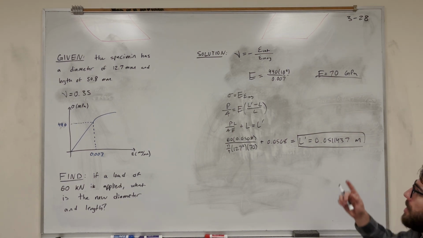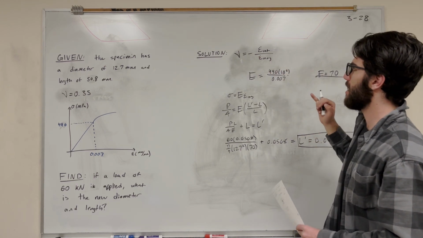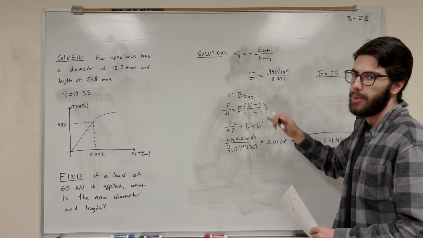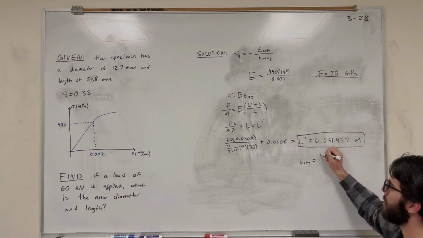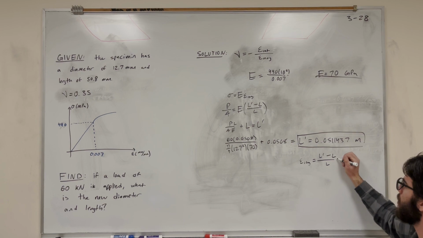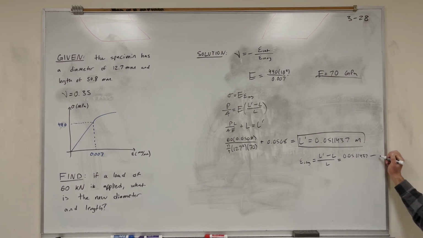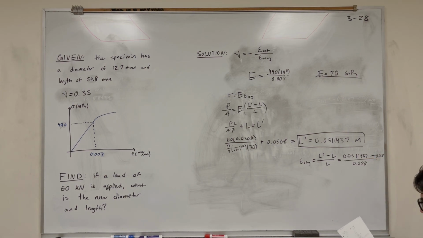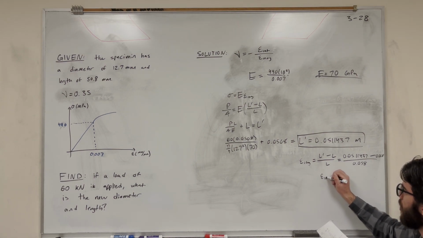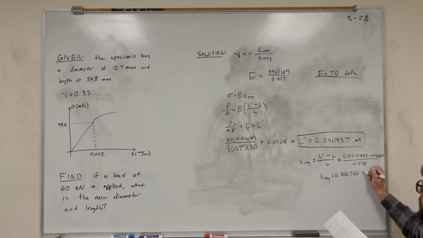Now we need to use Poisson's ratio. We're given Poisson's ratio, and from that we can find the strain laterally. For that we need to find the strain in the long direction. We could have solved it earlier, but let's solve it here. Strain long is equal to L prime minus L over L. We just found L prime, so it's 0.05111437 minus L original, which is 0.0508. You get that epsilon long, the strain in the long direction, is 0.006766 millimeters per millimeter.